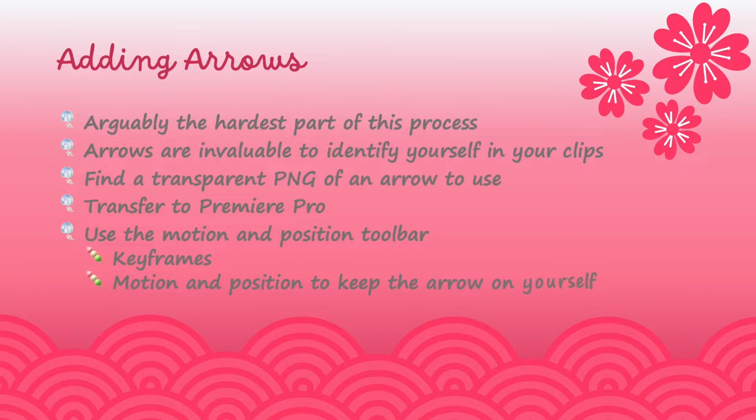First, you should find a transparent PNG of an arrow to use and transfer it to Premiere Pro. Once we are there, we will use the motion and position toolbar to add keyframes to the clips to keep the arrow on you even if you or the camera moves.